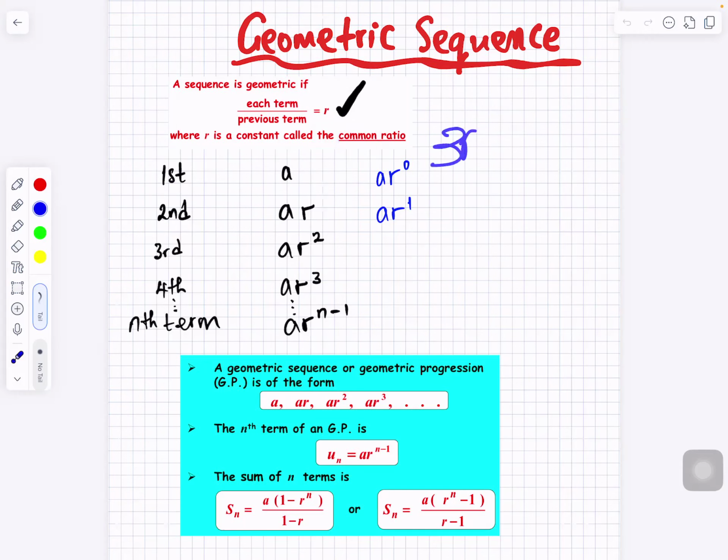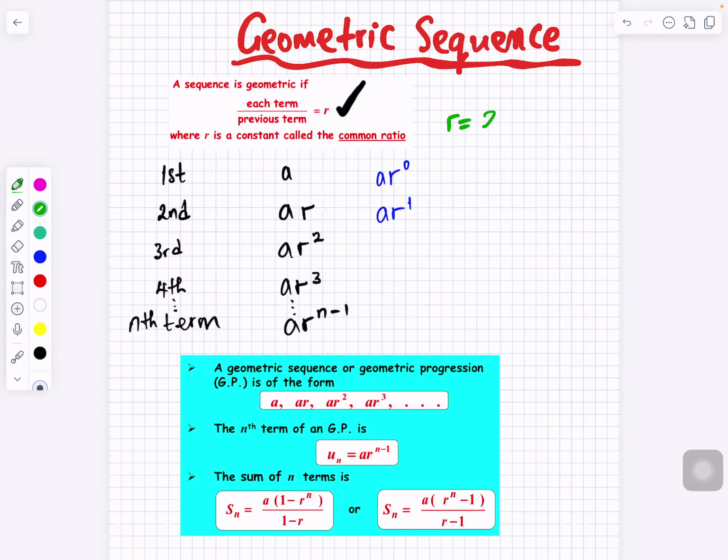The third term divided by the second term gets the same answer, R, which is the common ratio. And what makes a geometric sequence is that all of their common ratios are the same. And that is a very important part in all this calculation.